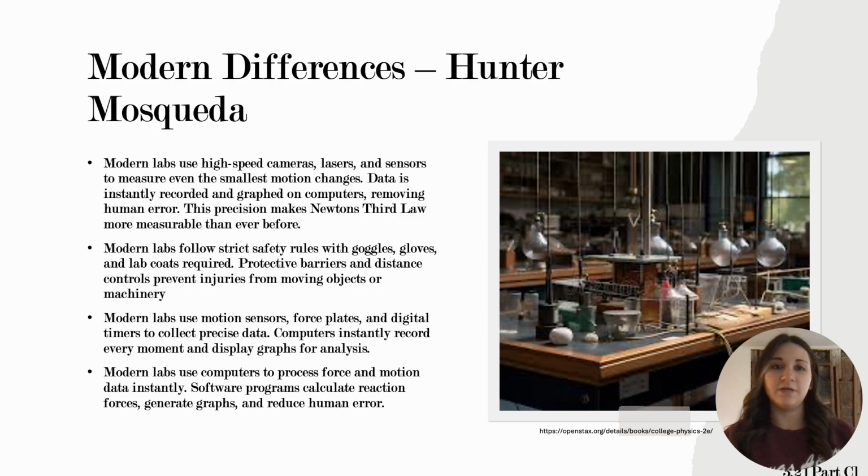Instead of candles and string pendulums, scientists now use high-speed cameras, lasers, and motion sensors to measure even the smallest changes. Data is automatically collected by computers, which eliminates human error and saves time. Students wear goggles, like so, follow strict lab rules, and use safety barriers to avoid injury from moving objects or machinery. We also have software that can instantly calculate reaction forces and plot data into graphs. So while Newton had to spend hours doing math by hand, we can get results in just seconds, making experiments faster and more accurate than ever.